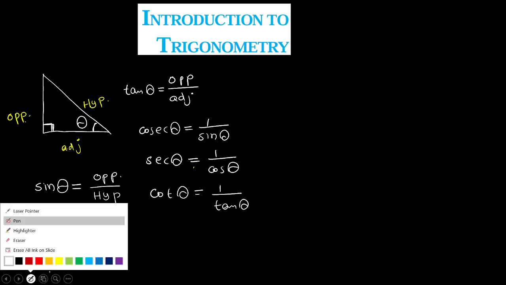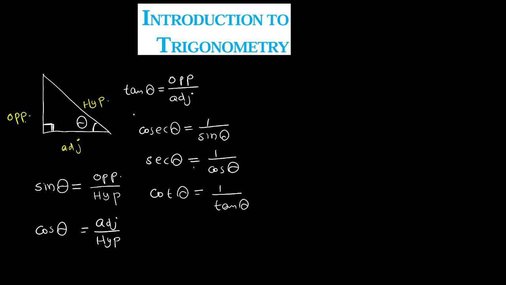So the importance of these ratios is, these ratios are fixed provided the angle theta is fixed. For a given angle theta, all these ratios will be fixed, whatever may be the size of the triangle. Whatever may be the sides of the right angle triangle, as long as theta is the same for two triangles, the ratio will be fixed. These 6 are said to be trigonometric ratios.